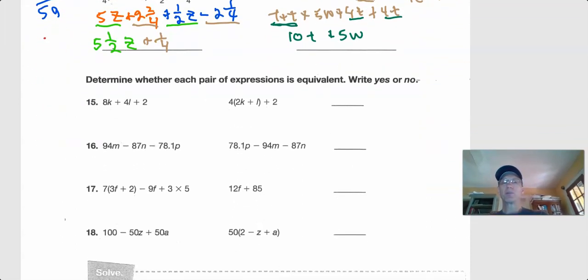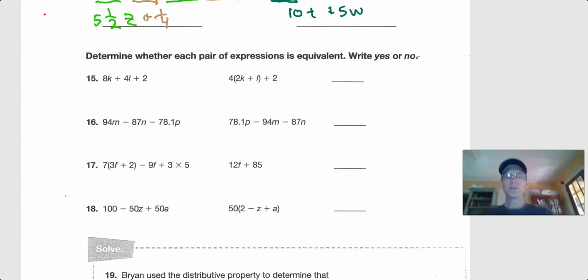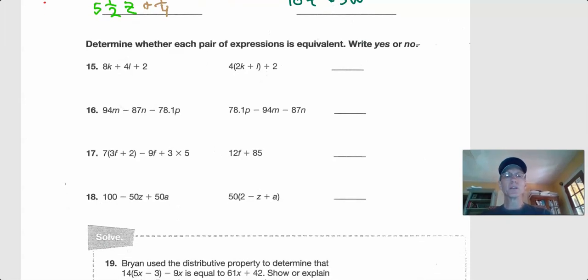All right, let's look at the next one here. Determine whether each pair of expressions is equivalent. Write yes or no. Okay. So we're going to have to do 2 separate videos. This whole page is practically a video. Okay, are these two expressions equivalent? So let's do this one on the outside here.